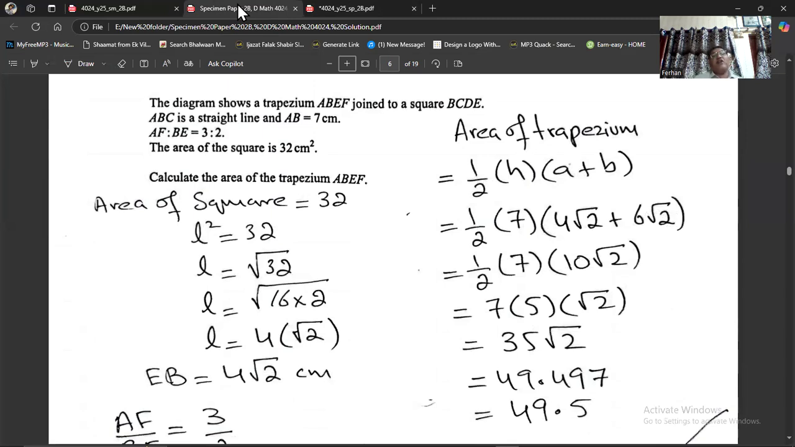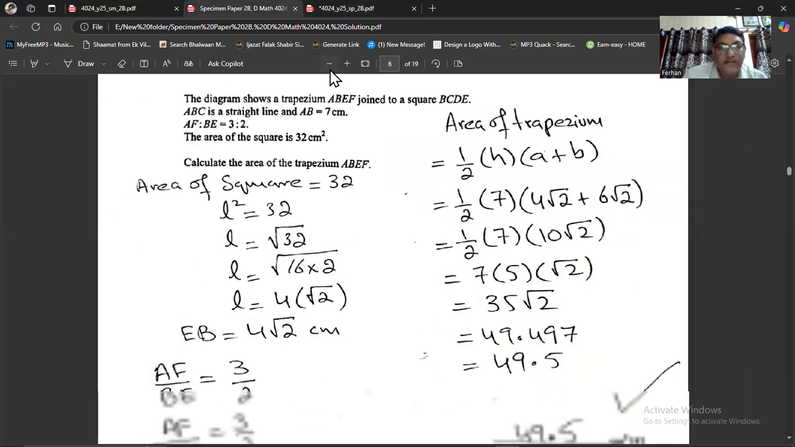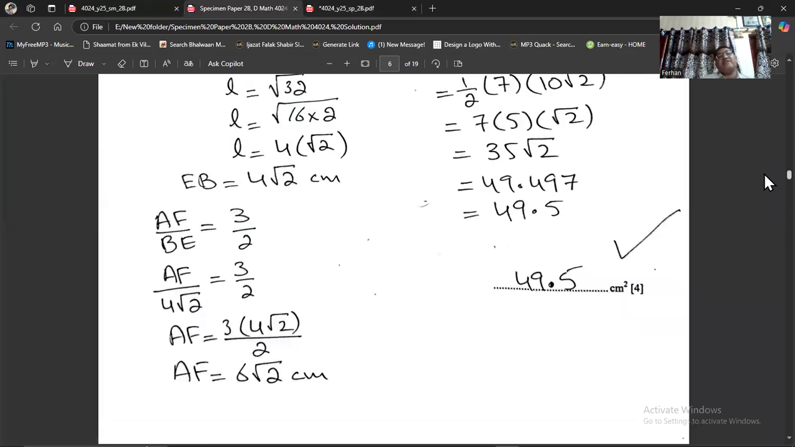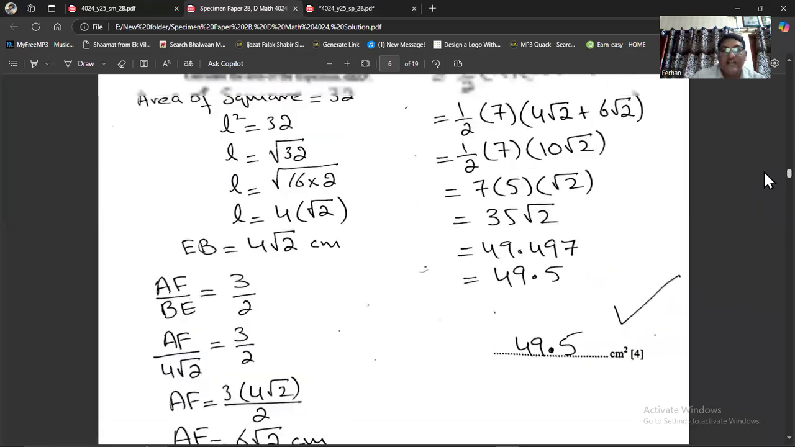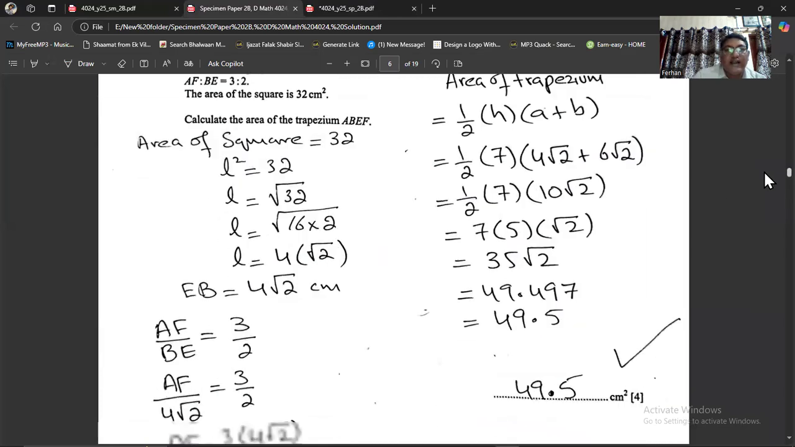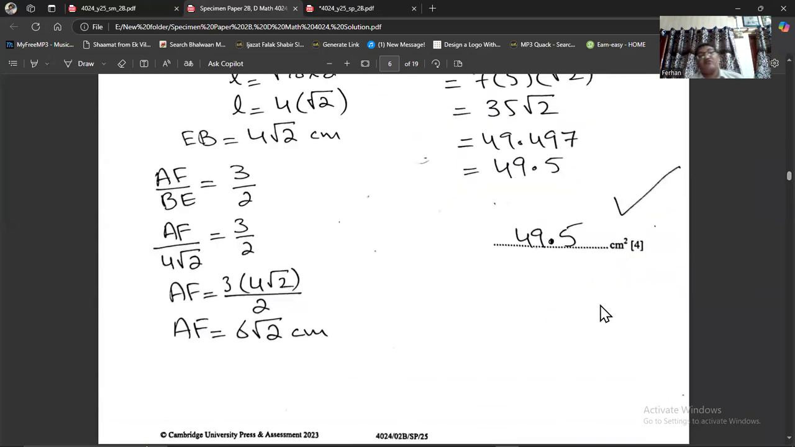Now, the area of the square is given as 32, so L squared is equal to 32. L will be equal to the square root of 32, and that is 4 square root of 2. You can find it in decimal also, there is no problem. Then we know that the ratio between AF and BE is 3 to 2. This ratio is given, you can see it here. So I know the value of BE, that is 4 square root of 2, and the AF value I don't know, so we will find that value. AF will be equal to 3 into 4 under root 2 divided by 2, so this is 6 under root 2 centimeters.